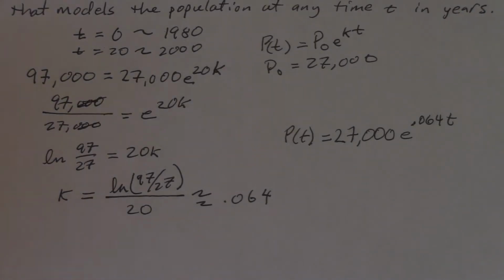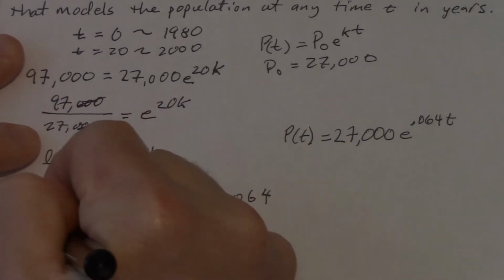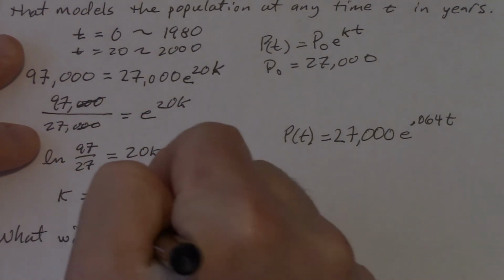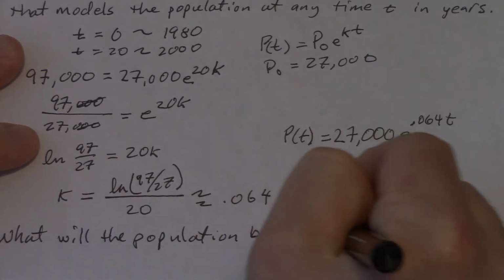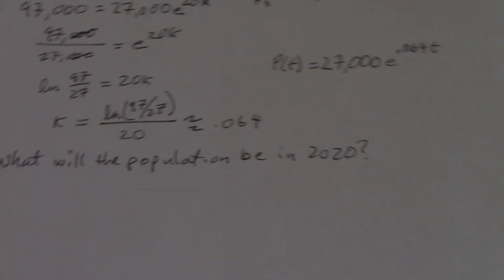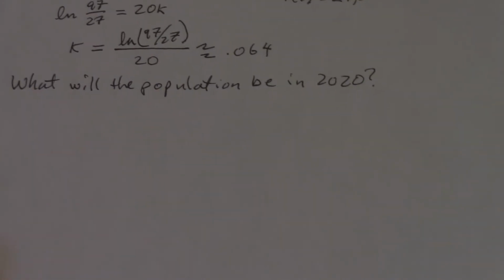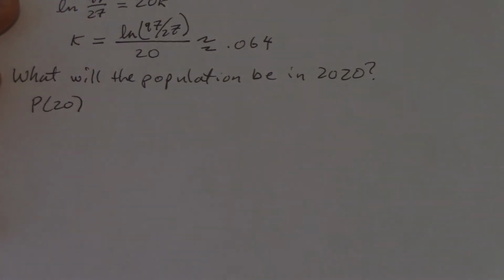Now we might have another part to this, so let me just say: what will the population be in 2020? Now, you could make a guess at this. You probably have an idea of what the population of Cary is currently. If you look up the data, you probably see estimates. We're going to go ahead and use our model, and then we'll talk about it. So this would be P of 20. Sorry, P of 40.